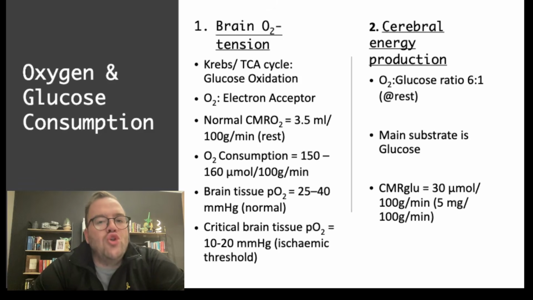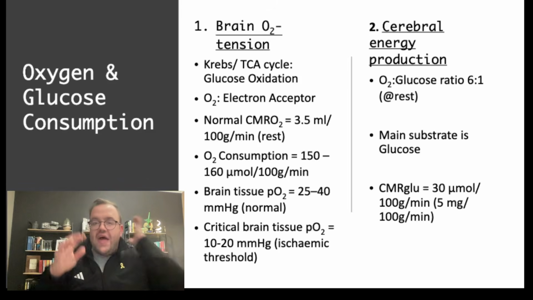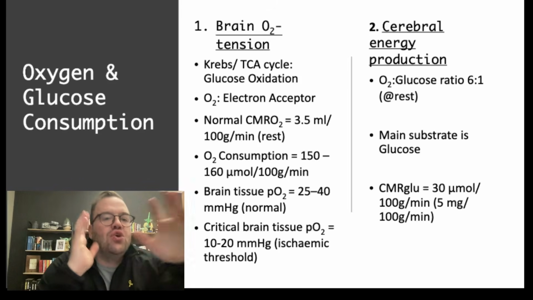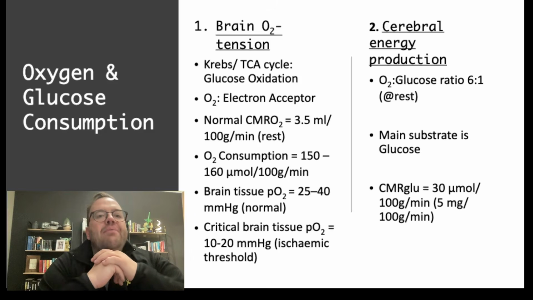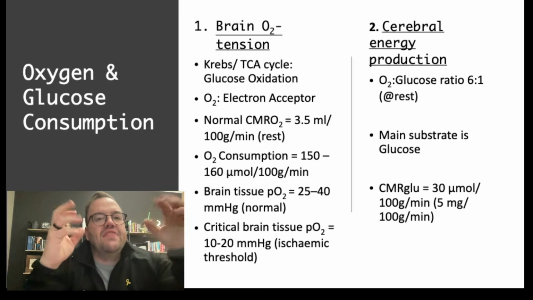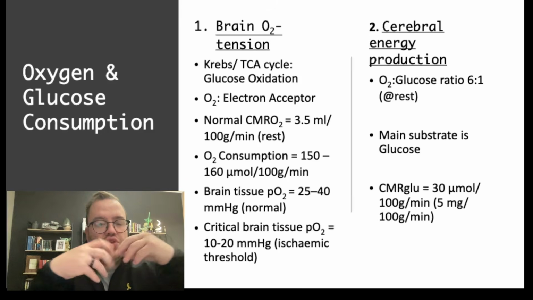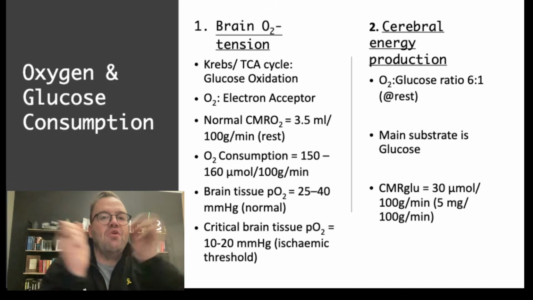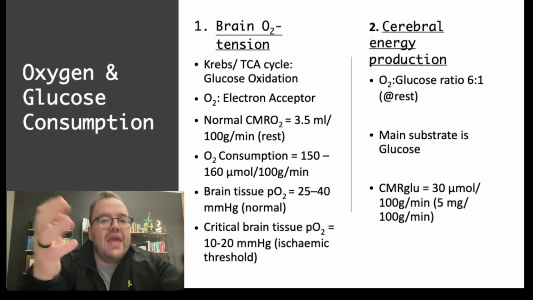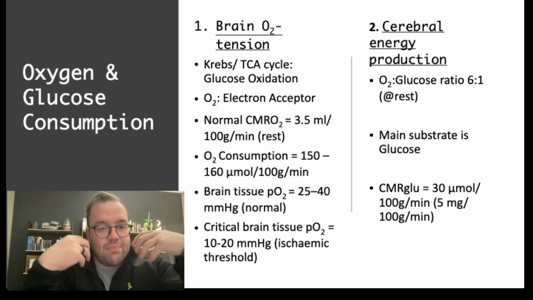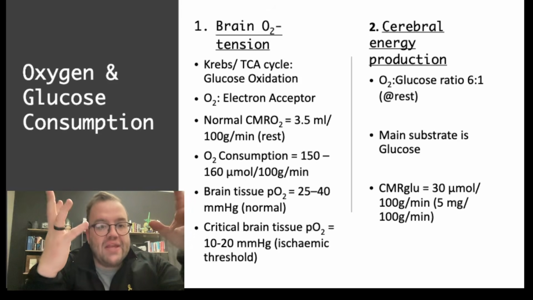The normal PO2 in the brain is 25 to 40 millimeters of mercury. That is the normal range. The critical oxygen threshold is around 20 in infants and children, and in adults it's around 10. At this point, ischemia starts to happen in the brain, and massive changes to the cerebral vasculature in the form of vasodilation will occur if the oxygen drops below that critical tension, so that blood can be brought to the brain in order to replenish that oxygen.